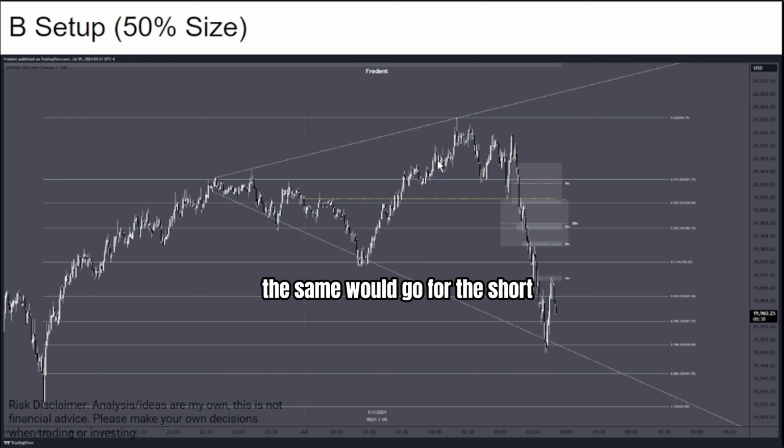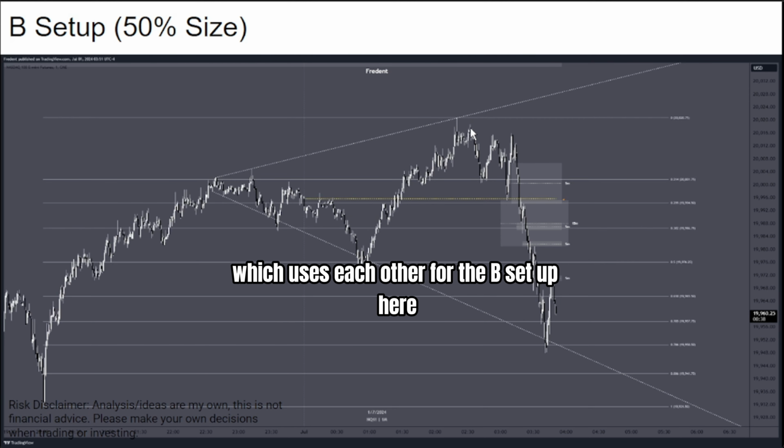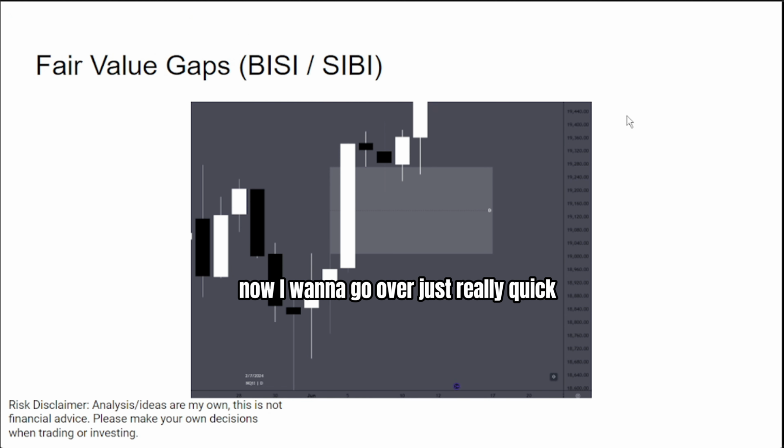The same would go for the short. If I had a premium level up here, I would use the premium level and the broadening formation in confluence with each other for the B setup here. Now I want to go over just really quick.